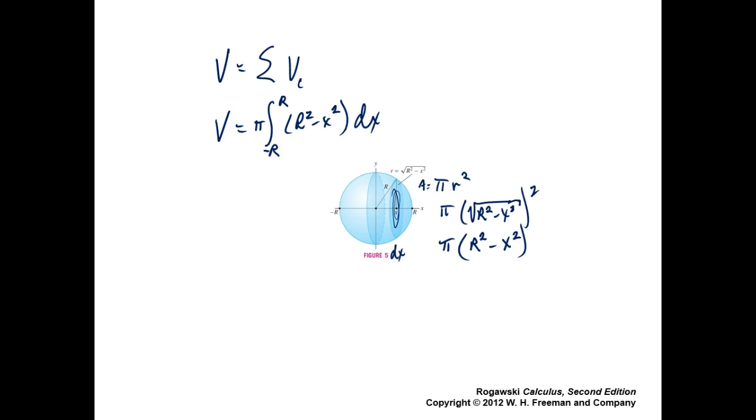You're doing your x's from negative r to positive r to get all the slices of the disc. They're all circular things. Right there, it's just really a point. There, it's a point. But everything else is circles getting bigger and then getting smaller again. And you're summing all those up.